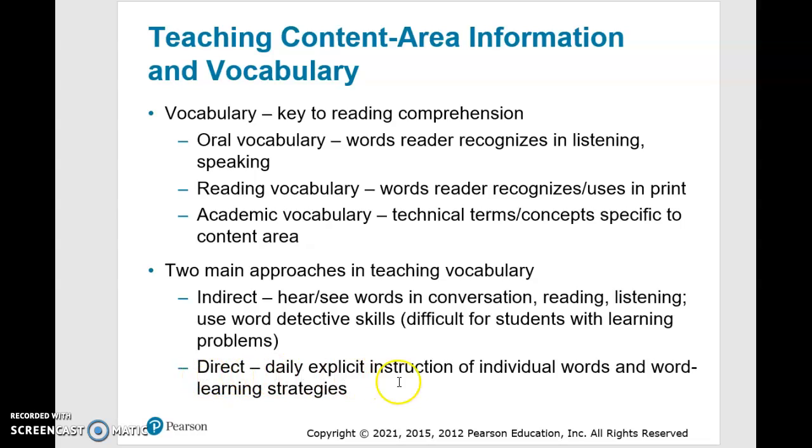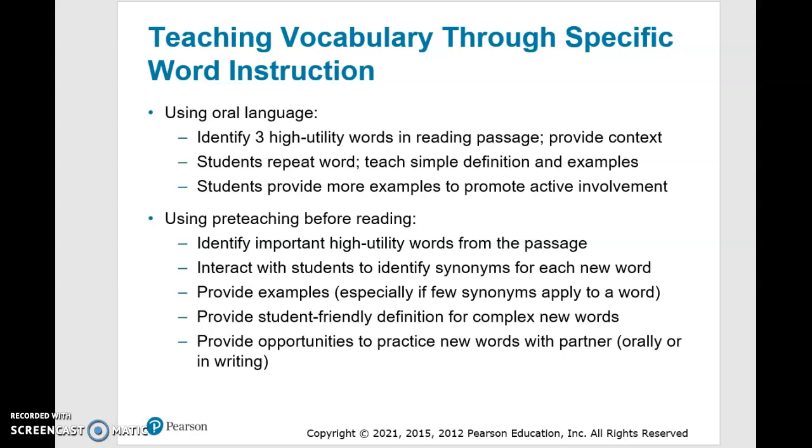So direct is really that explicit instruction of individual words, word learning strategies, stuff like that. Indirect is where you're hearing and seeing words in conversation, reading, listening, using word detective skills, stuff like that, which of course, as I'm sure you're already guessing, is pretty difficult for some of our students with learning problems and or behavior problems. So some specific word instruction strategies, I guess, that you could use.